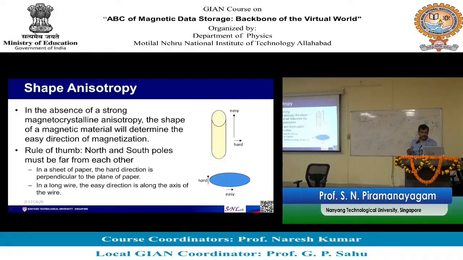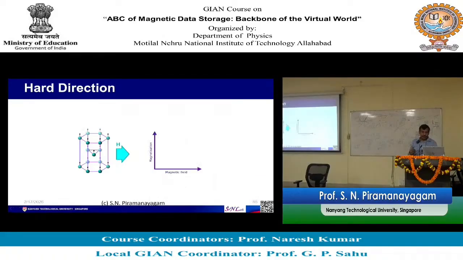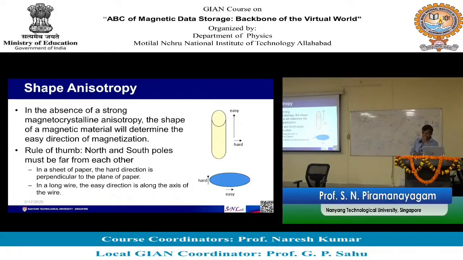Okay. So, this is what happens in the case of cobalt, and in cobalt we have magnetocrystalline anisotropy. Okay, then there is another type of anisotropy called shape anisotropy. So, as the name implies, this anisotropy comes from the shape of the material.